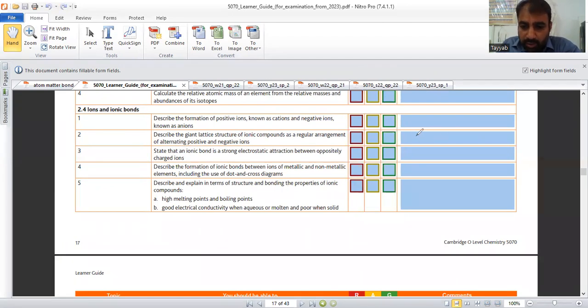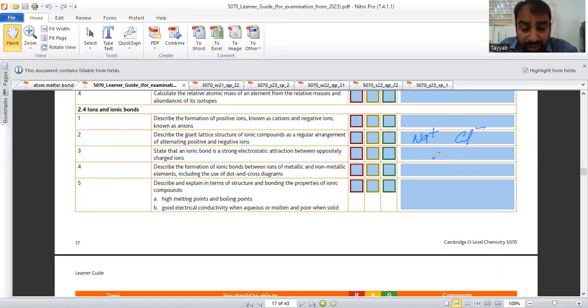For example, sodium ion and chloride ion electrostatically attract each other. Again, I am saying it is the electrostatic force of attraction between positive and negative ions, not intermolecular forces. This is a very common mistake. Students use intermolecular forces for ionic compounds. Why does an ionic compound have a high melting point and high boiling point? Because of the strong electrostatic force of attraction.